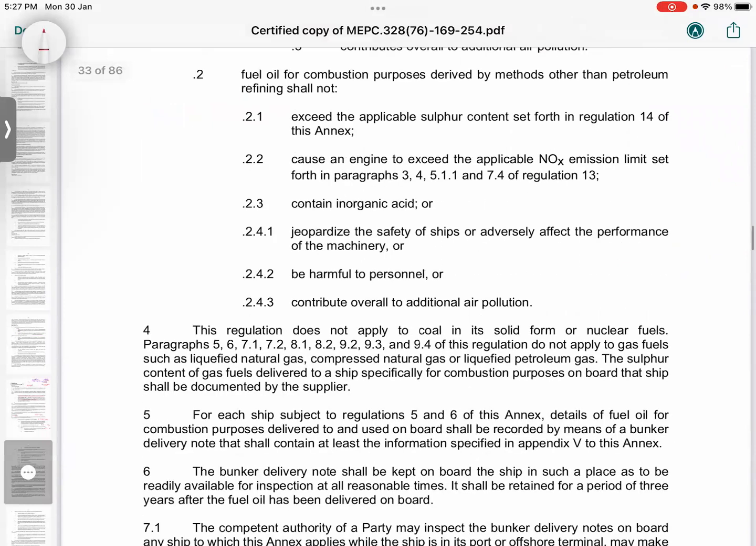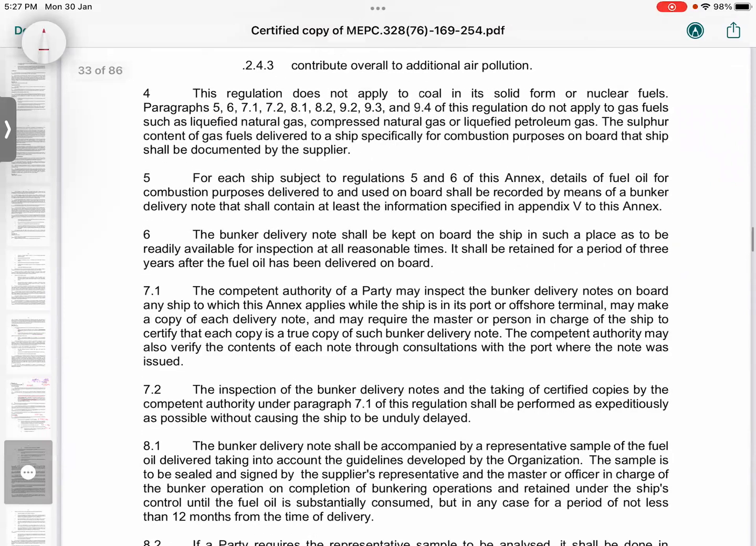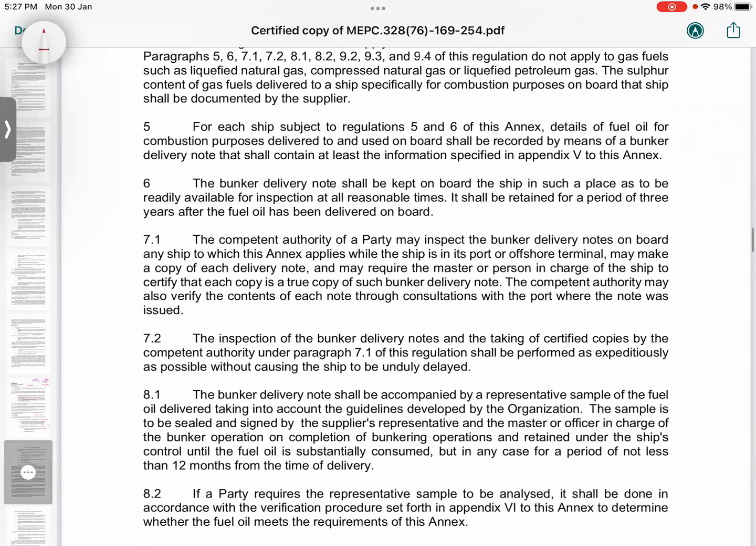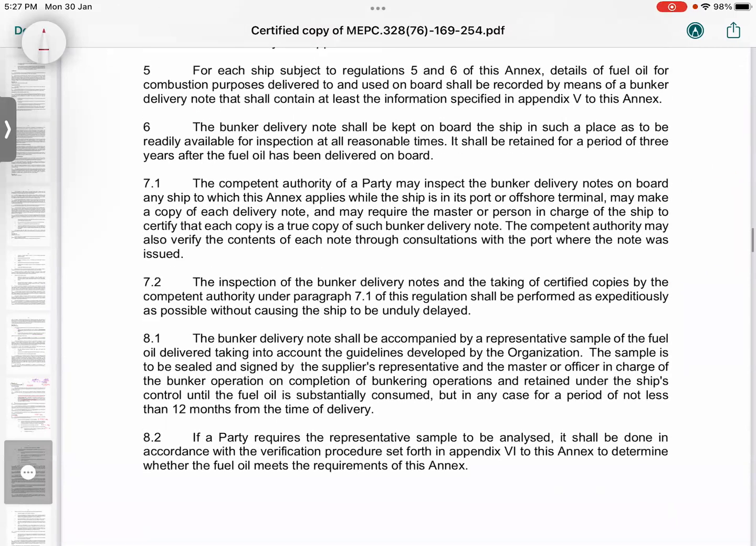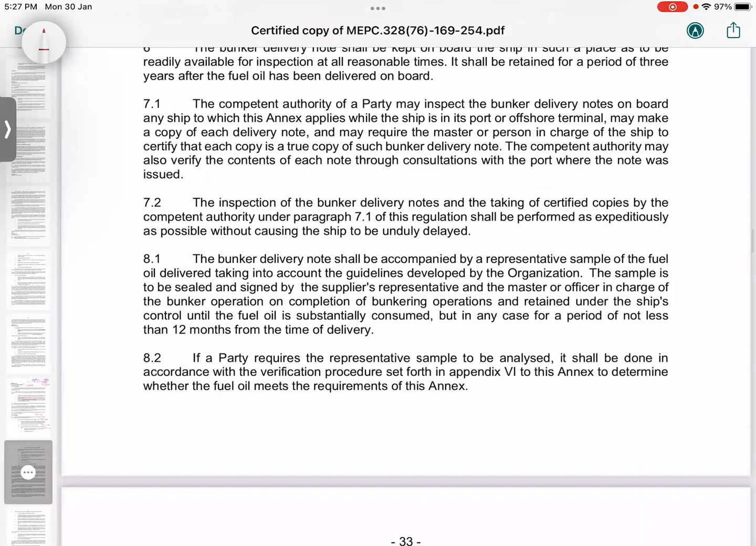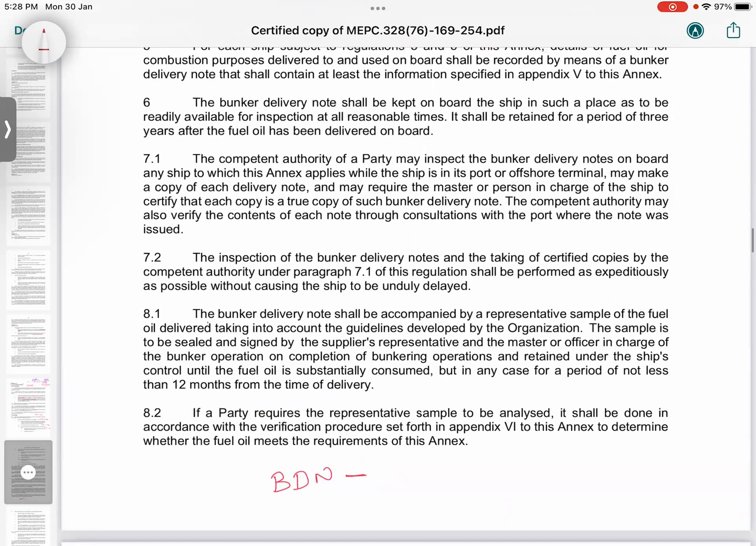Now in this, the important thing is that the BDN is mentioned over here. How much time should we keep the BDN on board? Anybody? Sir, after completing the bunker, another 1 year, another 2 years. Okay. So the BDN should be kept on board for another 2 years. From the date of completion of the bunker.